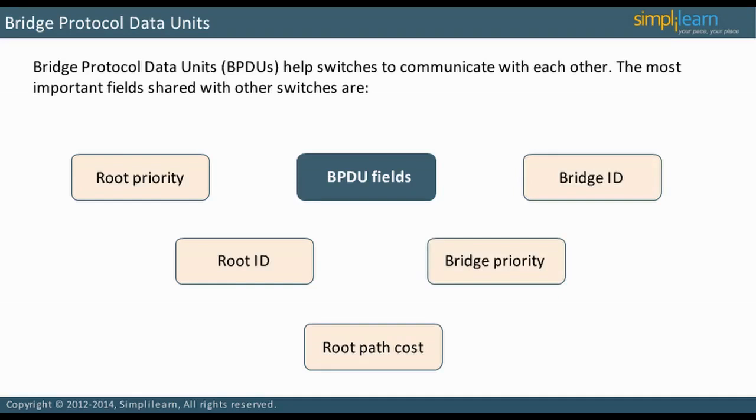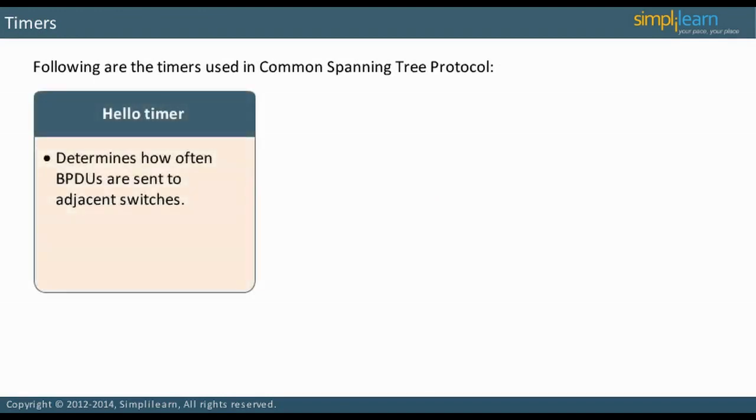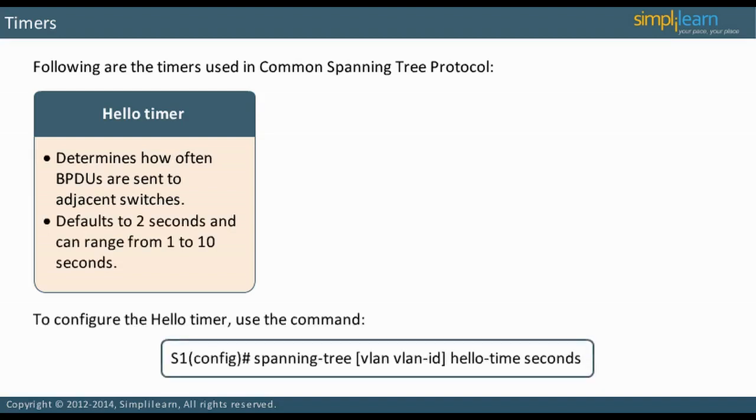BPDUs are sent on a periodic basis. This uses a timer. In fact, there are 3 timers used in Common Spanning Tree Protocol. Let us discuss timers in the next slide. Following are the timers used in Common Spanning Tree Protocol. The hello timer determines how often BPDUs are sent to adjacent switches. This defaults to 2 seconds and can range from 1 to 10 seconds. It can be configured with the command shown on the slide.